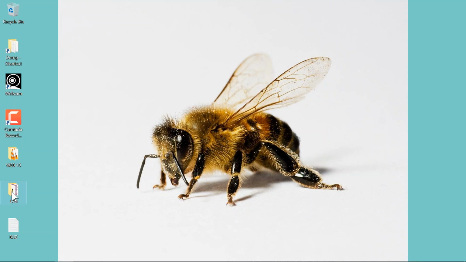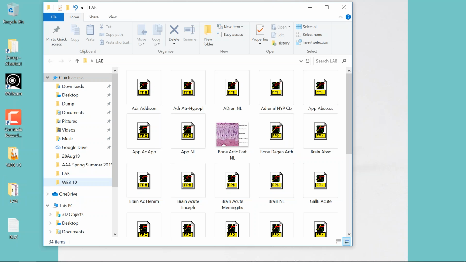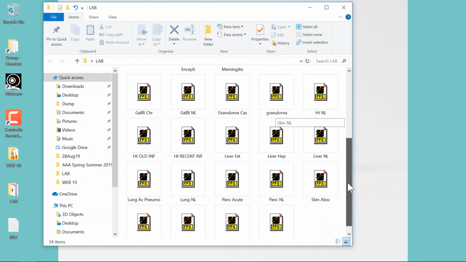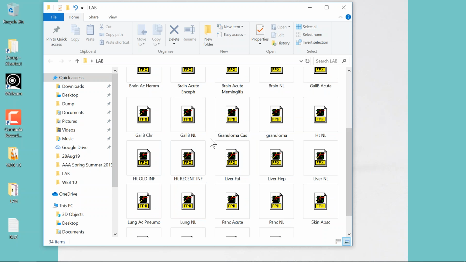About. So let's go back to the lab slide box here. And we did brain, we did adrenal, we did bone, we did appendix. And we got a few more here. Here, let's do another example of inflammation, okay?